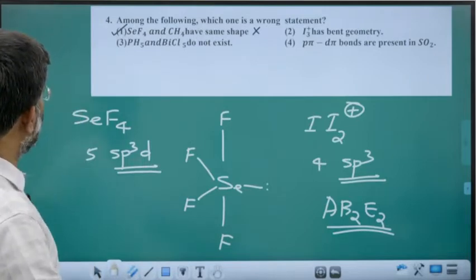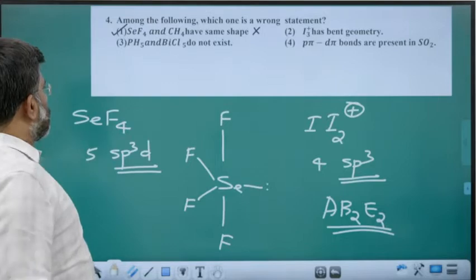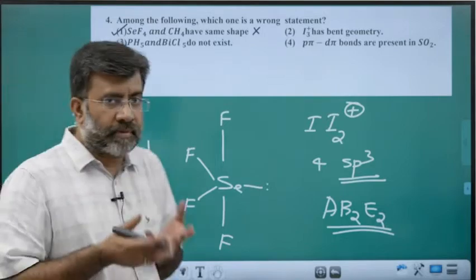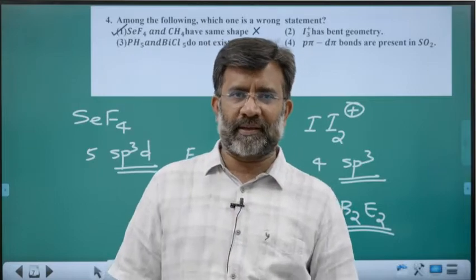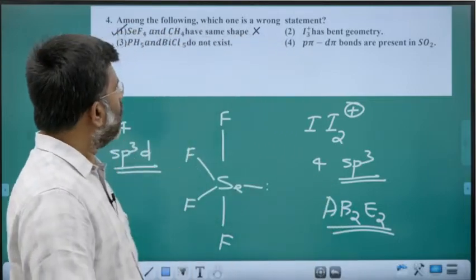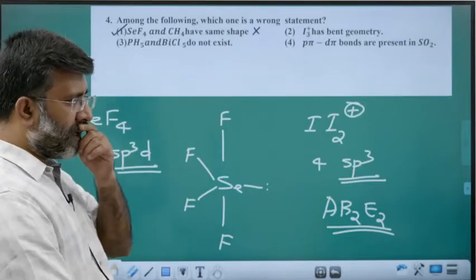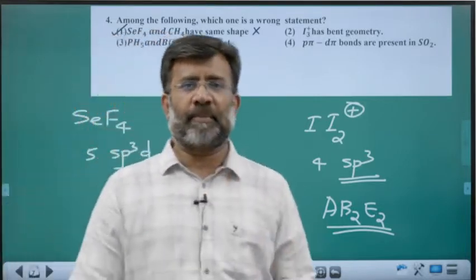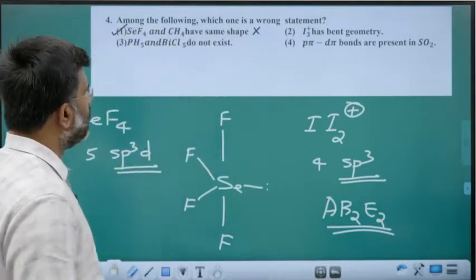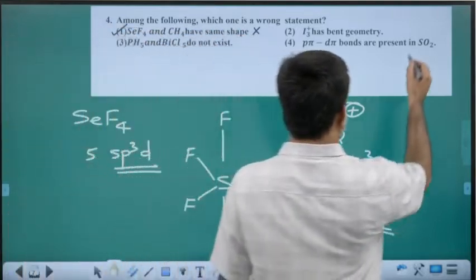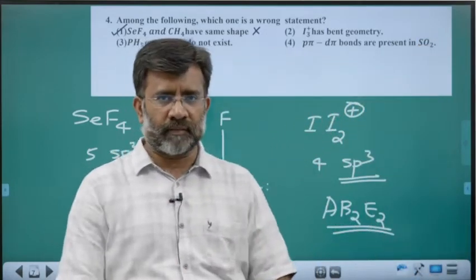PH5, BiCl5 do not exist. You know, it's a true statement. PH5 does not exist. And regarding bismuth, the only stable +5 state is with fluorine, BiF5. P-pi D-pi bonds are present in SO2. Yes, in SO2 there is a P-pi D-pi bond, as sulfur is in the +4 state, so d orbitals are involved.